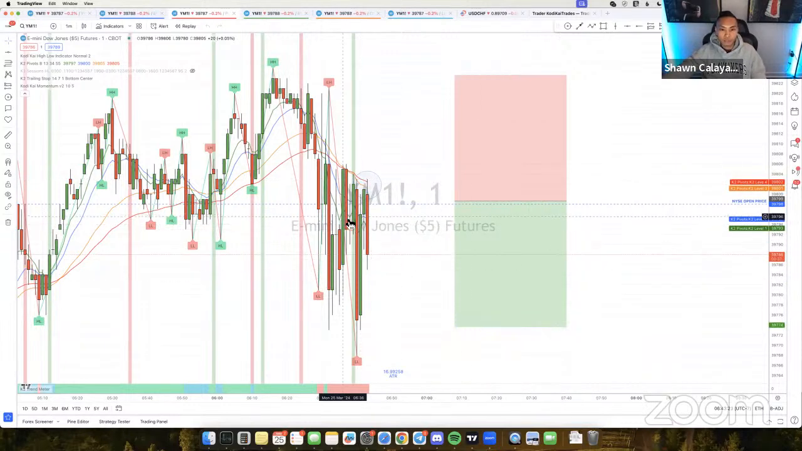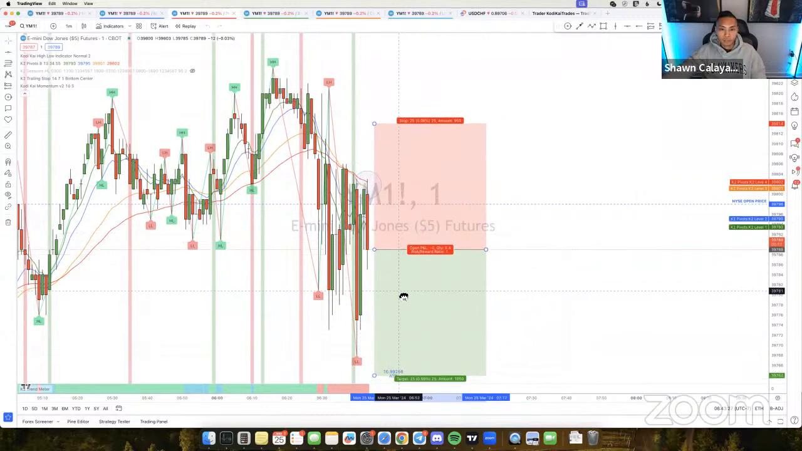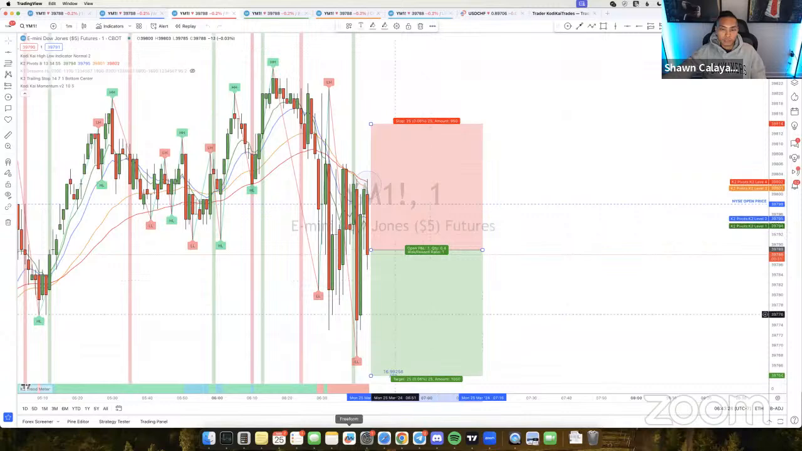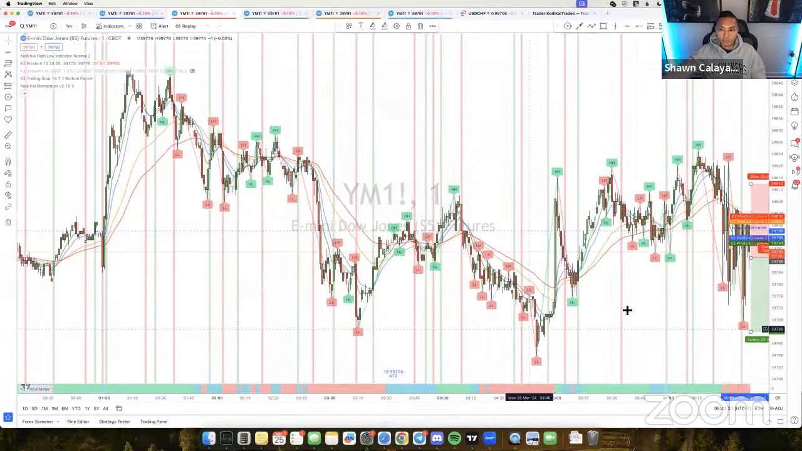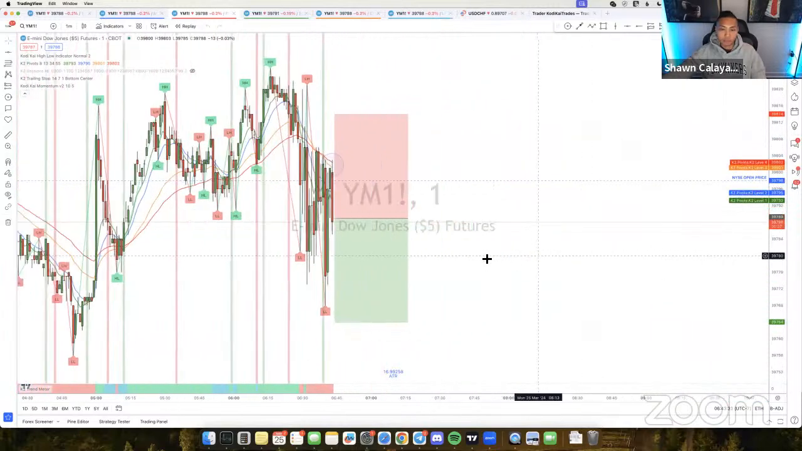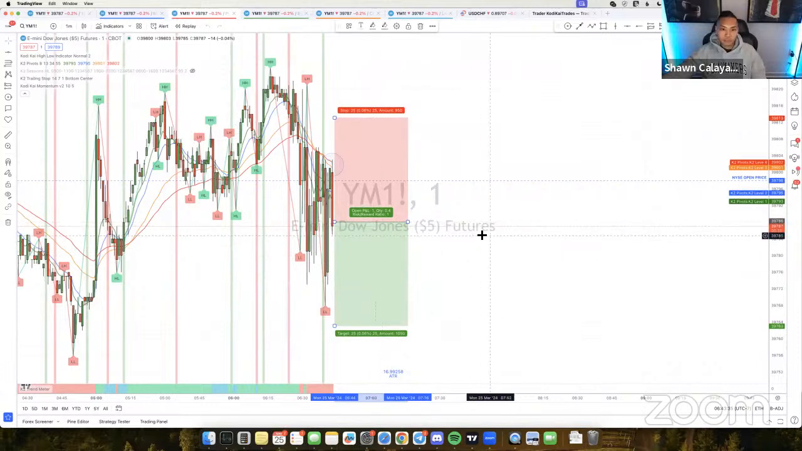So we had the rejection here. We had the space right here off this green candle. And this here could be the PRB entry for anybody who's looking to take it. Again, I'm not taking the trade, but if you guys want to take it, I'm marking it up for you. For me personally, I'm looking for the BB3. This right here is the PRB, of course.